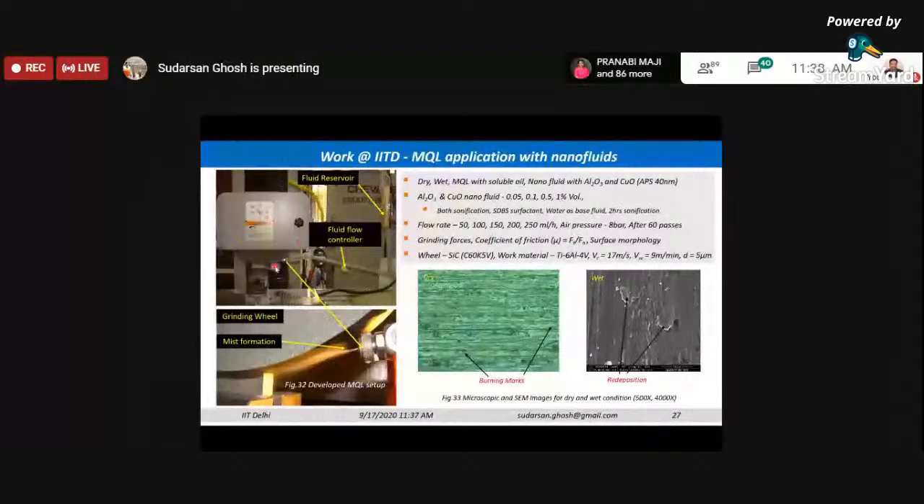So here is the example. This is the one where we have used the commercially available nozzle, and the mist, as you can see over here. We have the fluid flow controller and all those things. This can be seen over here, and this is the close-up view of the image. Now, when we are doing machining under, say, dry condition and wet condition, we have used titanium, aluminum, vanadium alloy. This is the Ti6Al4V alloy which we have ground.